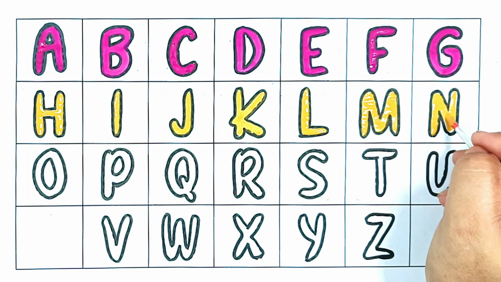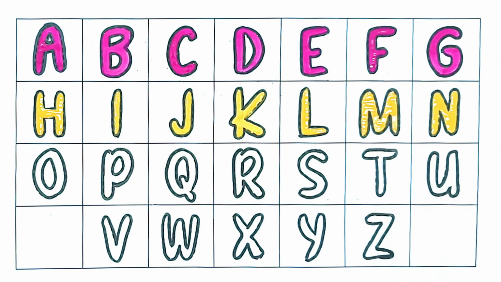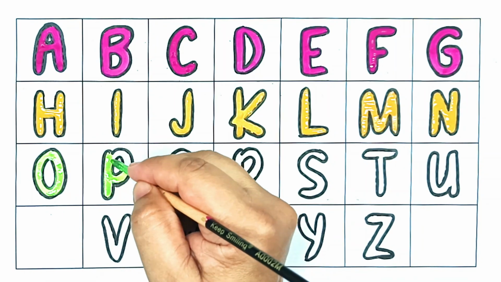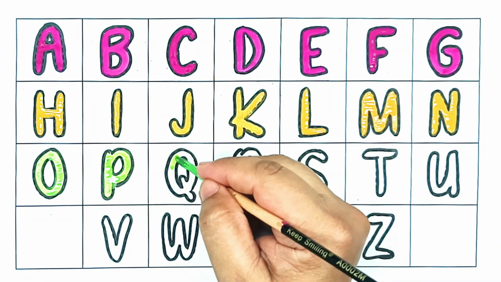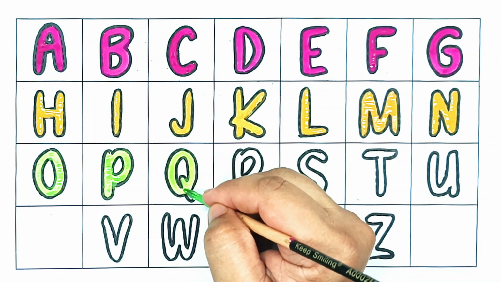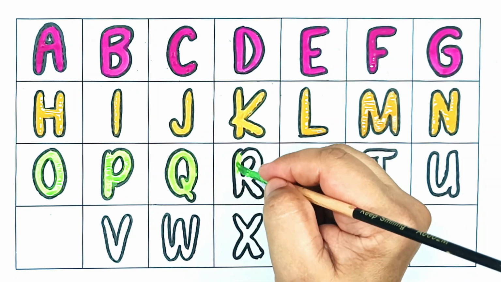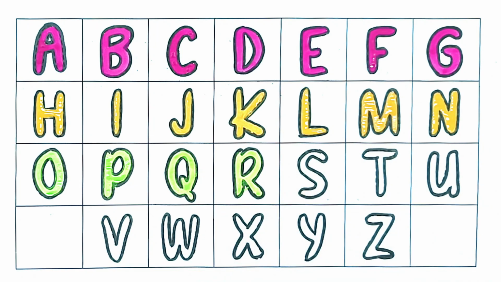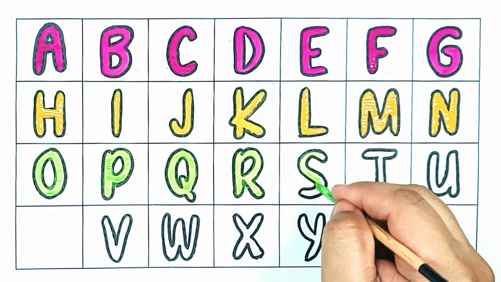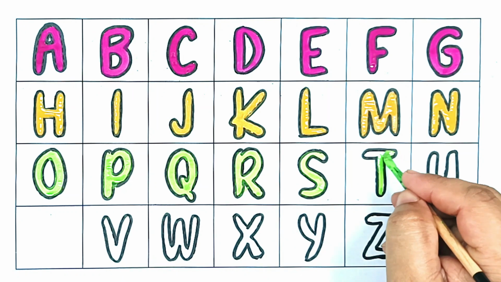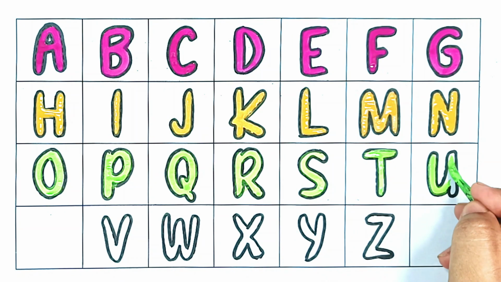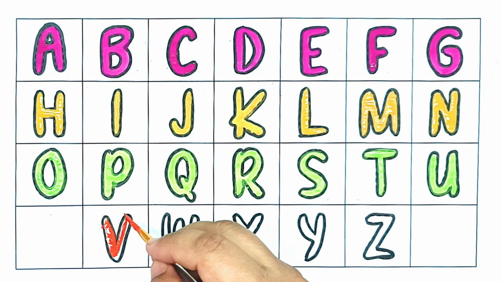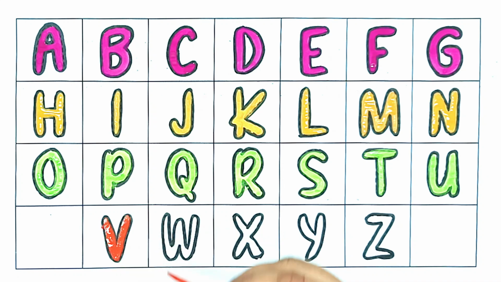N for net, N for net, O for onion, O for onion, P for pen, P for pen, Q for queen, Q for queen, R for ring, R for ring, S for star, S for star, T for train, T for train, U for umbrella, U for umbrella, V for van, V for van.